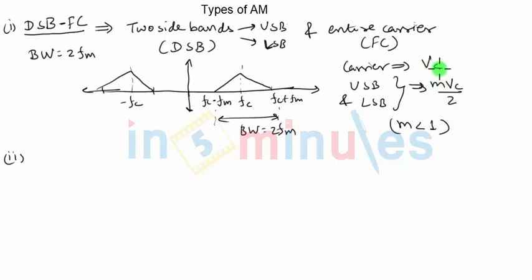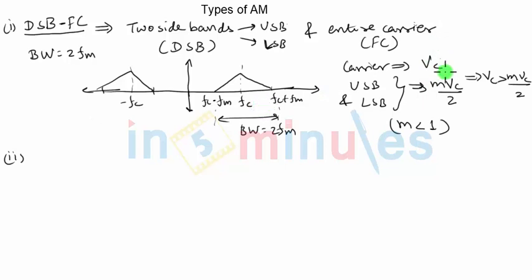Now because m is less than 1, it turns out that m Vc by 2 is also less than Vc. We will discuss in one of the video clips the amount of power which the carrier has and the upper sideband and the lower sideband have. Because Vc is greater than m Vc by 2, if we find out the power of the carrier and the power of the sidebands, it will be very obvious that the power in the carrier is much greater than the power in the sidebands. Now what is the problem due to that?